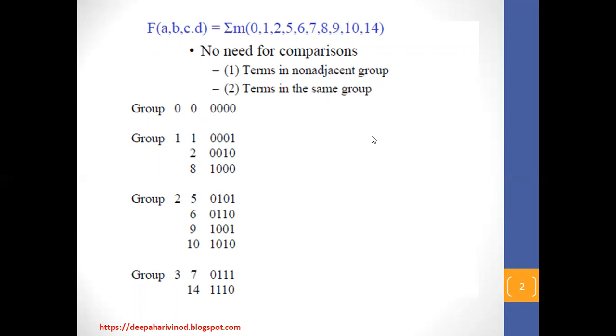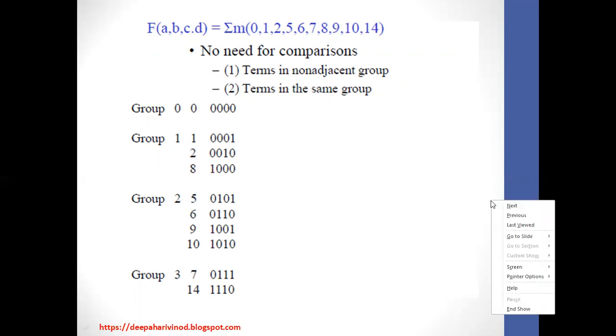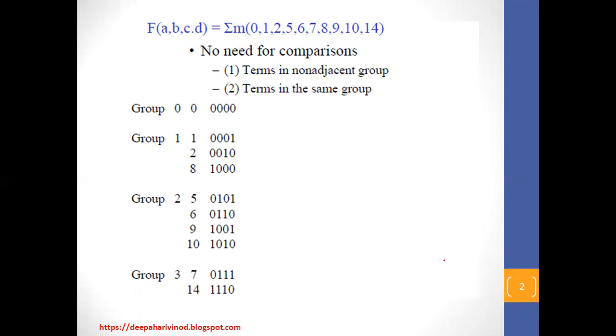So what is the given question? The question is f of ABCD, which means it has 4 literals. It has 4 literals, and the summation of m minterms is given, that is 0, 1, 2, 5, 6, 7, 8, 9, 10 and 14. These are the minterms.